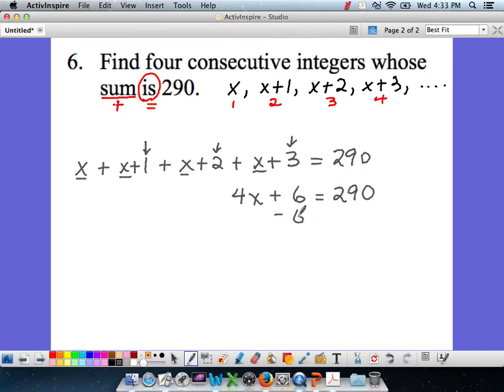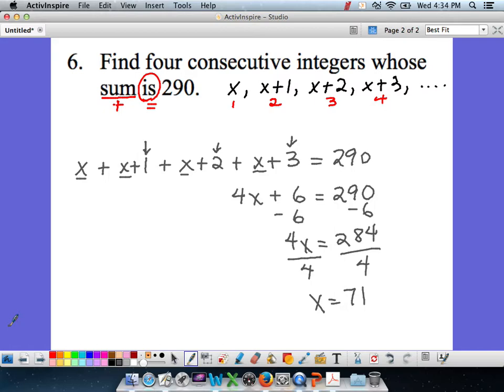Then you just solve. Subtract 6 from both sides. 4x is 284. Divide by the coefficient 4. We find that x is 71. Several things here to note, just to make sure you don't make a careless error. The first is that it's an integer. An integer is a number that is not a decimal or a fraction. So if I had gotten 71.5, I would have known that that answer was wrong.